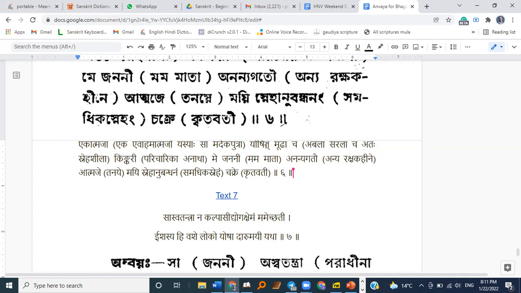So Me Janani, my mother, is Ananya Gatau, Anya Rakshaka Hine. She didn't have anyone else to protect her. Atmaje Tanaye Mai Samadhika Sneham Chakre Kritvati, and therefore she had really great affection in me, who was her son, Tanaya. Iti artha.